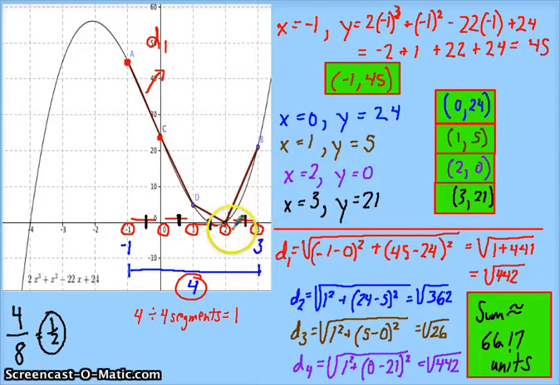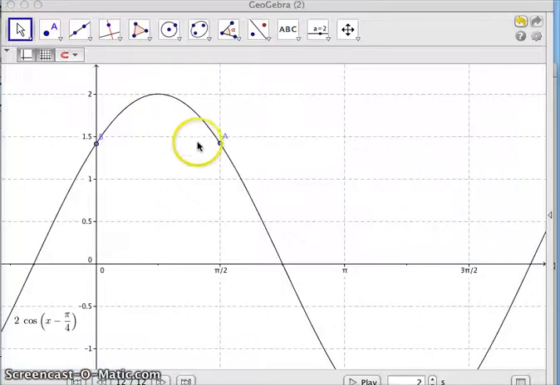Now, is this going to give me a more accurate estimate of the length of that curve? Of course it is. All right? But again, lots of work, but not insurmountable. Okay, now let's look at an example using a trig function. So suppose we have a function 2 times the cosine of theta minus pi over 4.